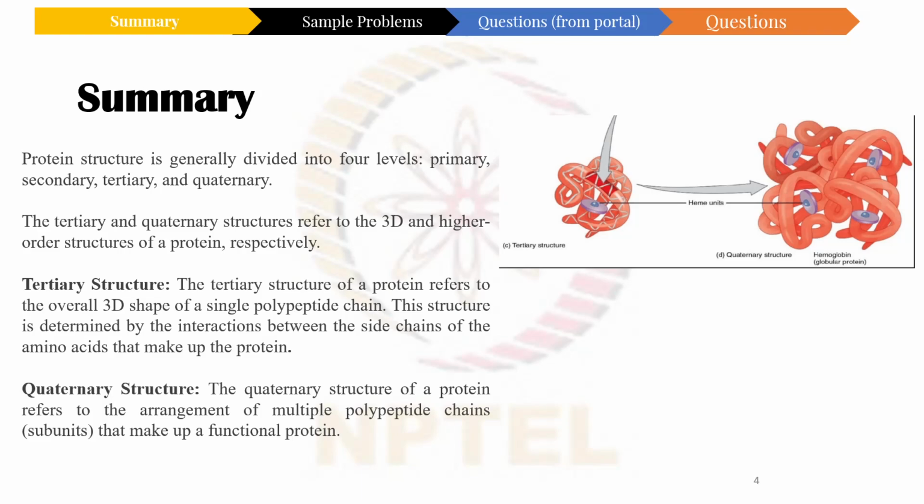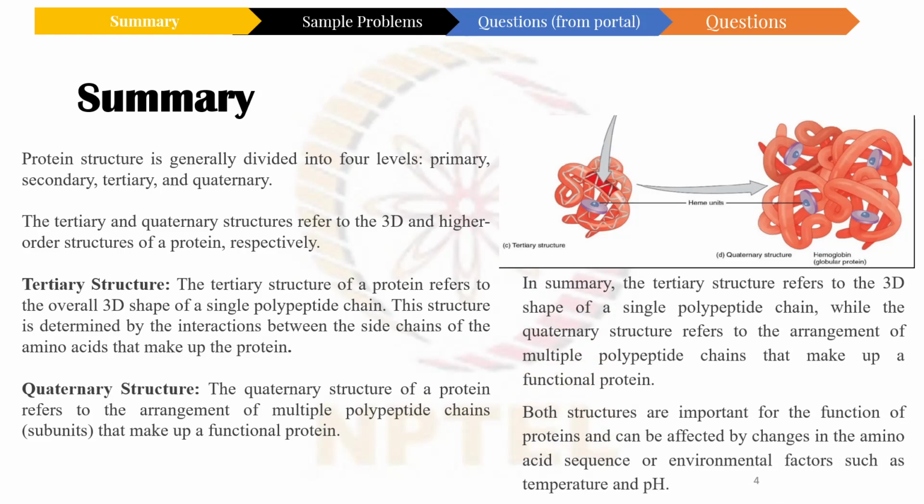For example, hemoglobin, which is responsible for carrying oxygen in the blood, consists of four subunits. You can see the four subunits arranged in a specific way to allow oxygen binding and release. In summary, the tertiary structure refers to the 3D shape of a single polypeptide chain, while the quaternary structure refers to the arrangement of multiple polypeptide chains that make up a functional protein.